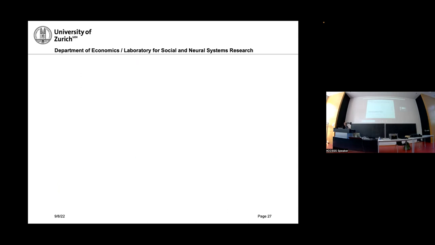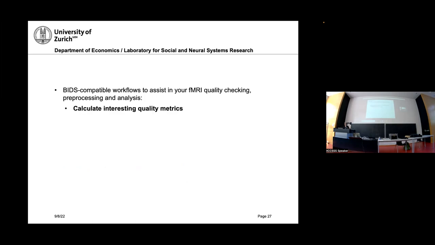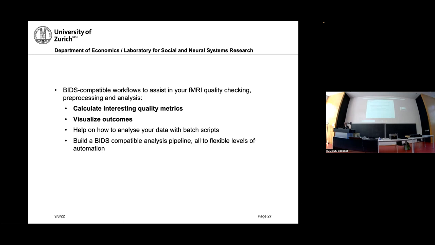And what can this toolbox do in very short? So I shortly mentioned before, there's this common data structure for fMRI data, which is called BIDS. And this is a BIDS compatible workflow. So there's nowadays really a given structure of fMRI data so that every experiment looks the same with regard to data structure. And what it's doing, it's doing the pre-processing in the background and calculating some interesting quality matrix. It visualizes the outcomes and it helps you how to analyze your data with the batch scripts. So of course, what you need at the beginning is a BIDS data structure from your data. And then it builds this analysis pipeline for pre-processing and analysis. Today, we focus on pre-processing.